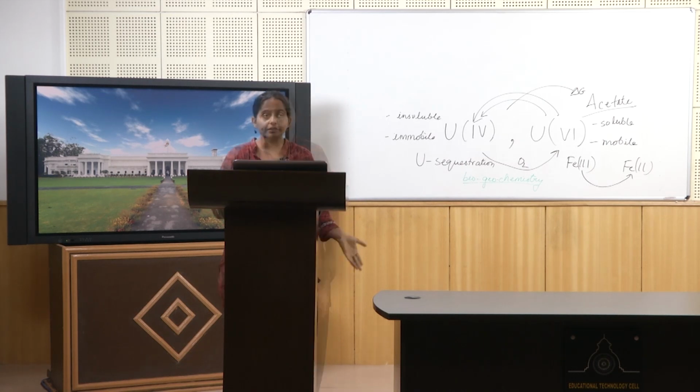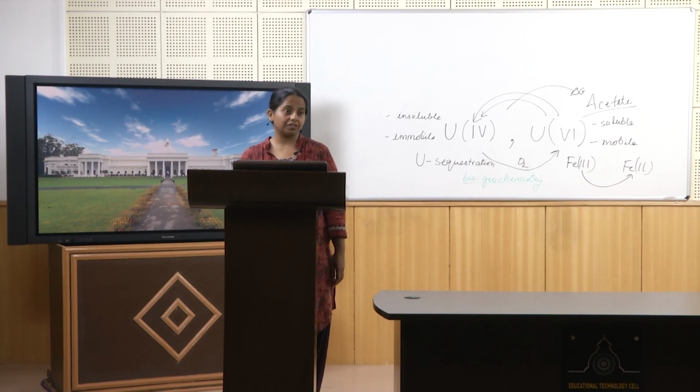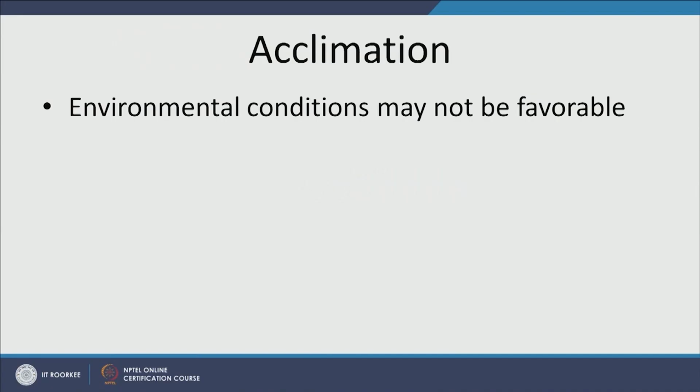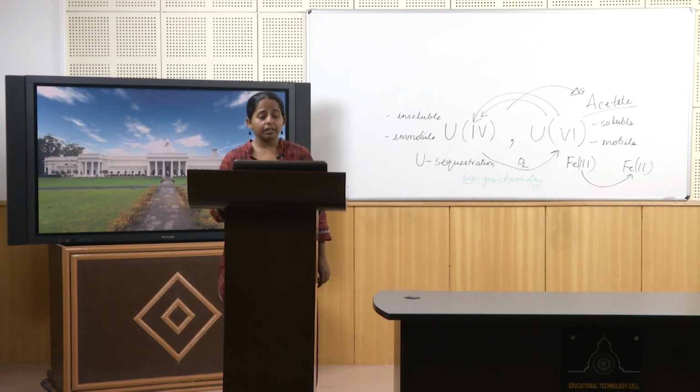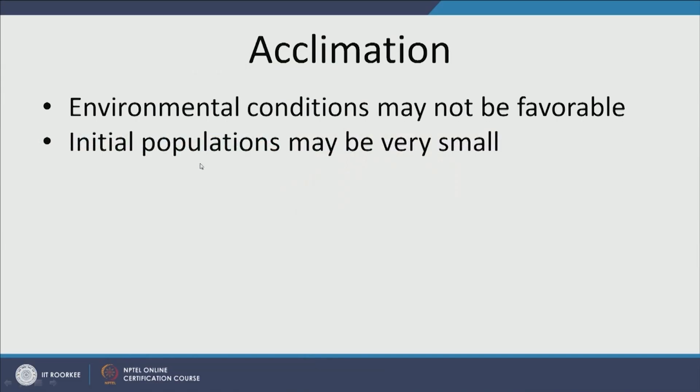Why? How does it work? And why do microbes need acclimation time? First of all, environmental conditions may not be favorable. So microbes that can reduce sulfate, now we are putting them in a highly acidic environment with heavy metals around them. It's not favorable for them, and they'll die out. The other reason might be the initial population is very small. I have a small vial of microbes, and I have an entire aquifer to treat. It's not going to work.